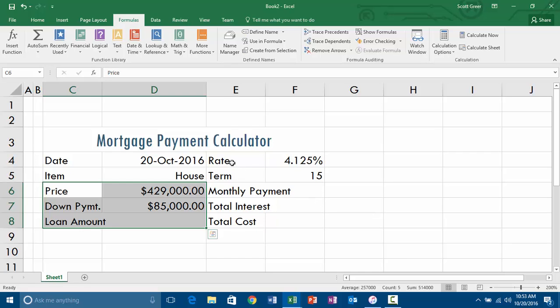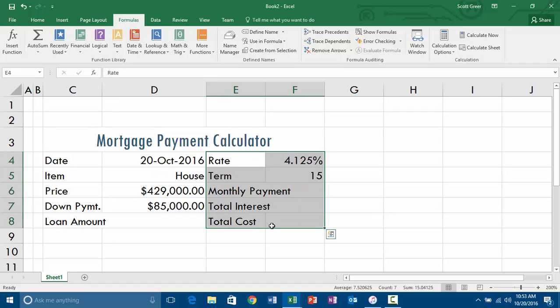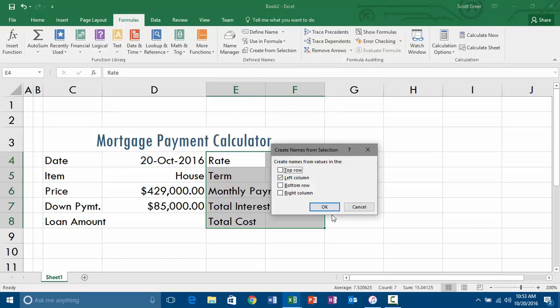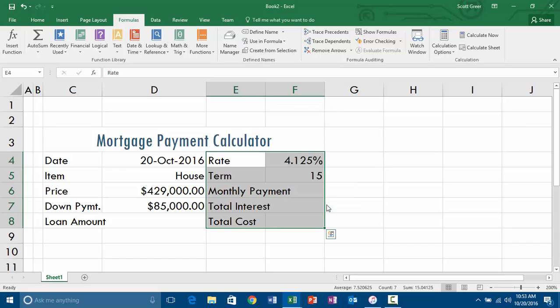And I'm going to do the same thing over here. I'm going to highlight all of these from E4 to F8. And I'm going to create from a selection, everything on the left column.